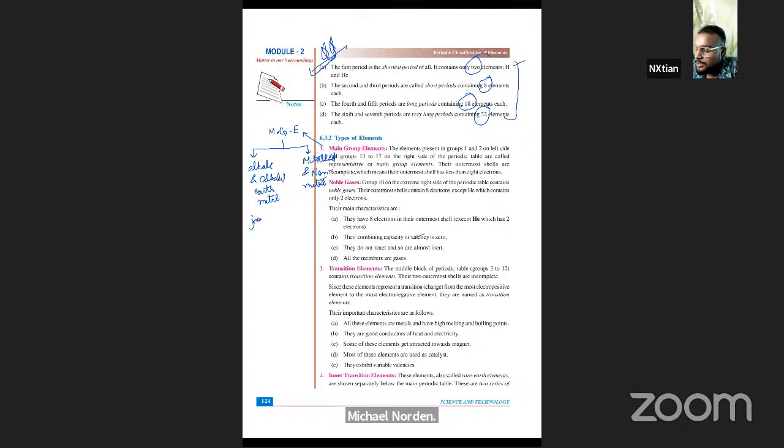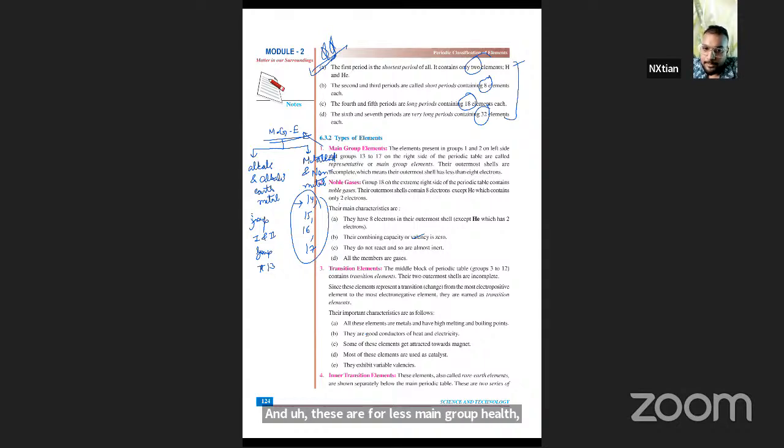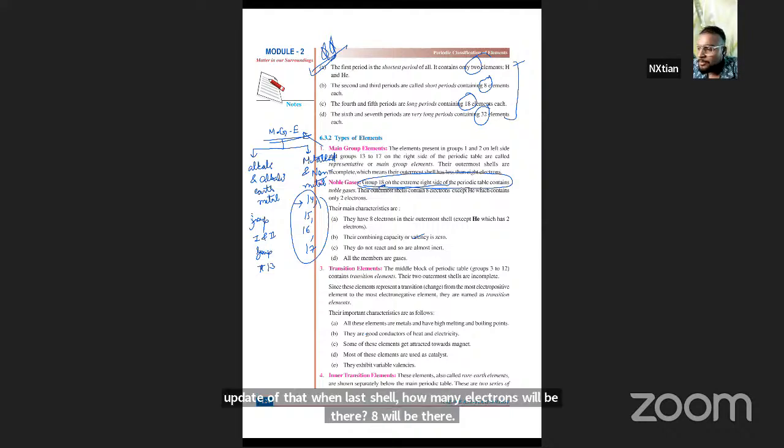So group number one, group number two, and the poor metal having group number 13, and then group number 14, 15, 16, 17 are called main group elements. Noble gases do not come under the main group. Noble gases are the 18th group, and they have 8 electrons in the last shell, so they complete the octet. In the last shell, 8 will be there, because they also end with 8. Okay, understood? That's why they are the most stable gases.